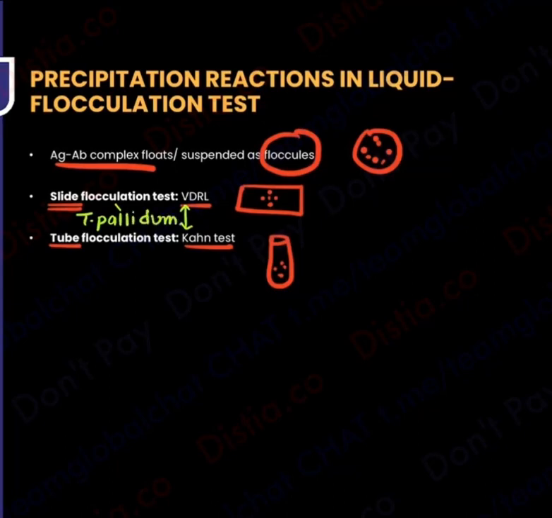But what we use more commonly is of course going to be the VDRL. So please remember, the VDRL is a very famous question. VDRL is which kind of immunology reaction? It is a slide flocculation test, as it is Rutlo, slide flocculation test.